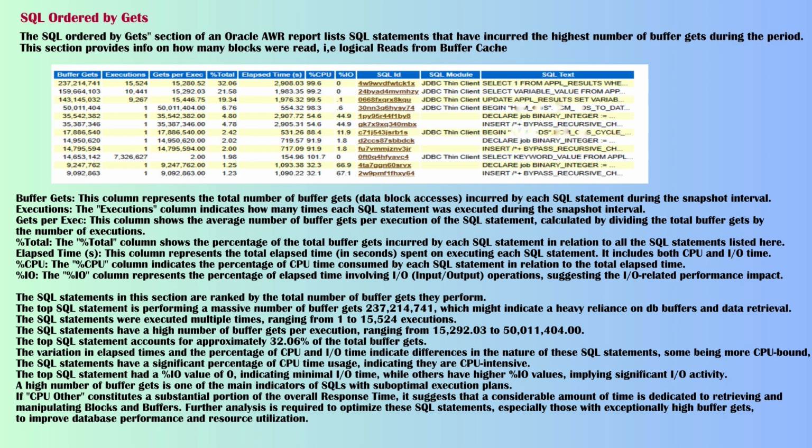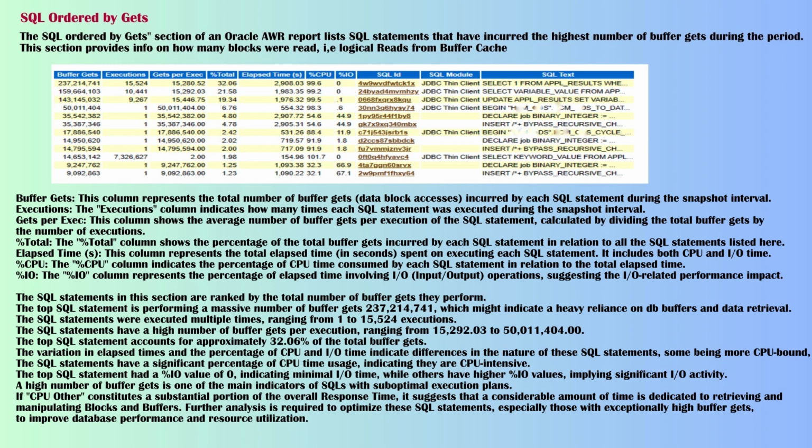Percent total: the percent total column shows the percentage of the total buffer gets incurred by each SQL statement in relation to all the SQL statements listed in this section. Elapsed time: this column represents the total elapsed time, in seconds, spent on executing each SQL statement. It includes both CPU and I/O time.